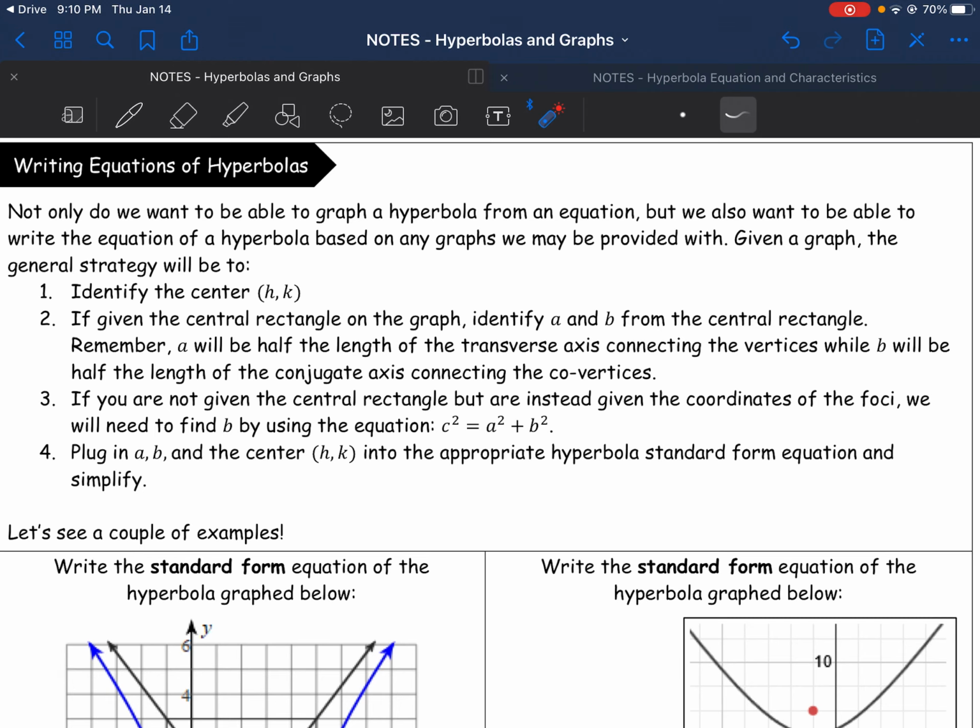If you are not given the central rectangle, but are instead given the coordinates of the foci, we will need to find b by using the equation c squared equals a squared plus b squared. Then we're going to plug in a, b, and the center h, k into the appropriate hyperbola standard form equation and simplify. And when we say the appropriate hyperbola standard form equation, that means we have to identify if the hyperbola opens up-down versus left-right. And then we pick the equation based off of that.